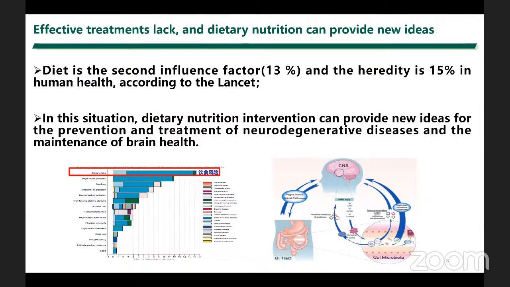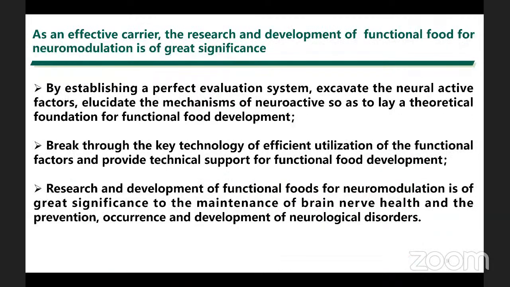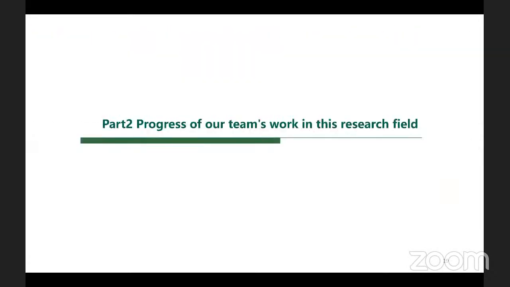In this situation, effective strategies like dietary nutrition can protect neurons. According to the report, diet is the second influencing factor, about 13%, and healthcare consists of about 15% in human health. Dietary nutrition intervention can protect neurons, so research and development of functional food for neuromodulation is of great significance.